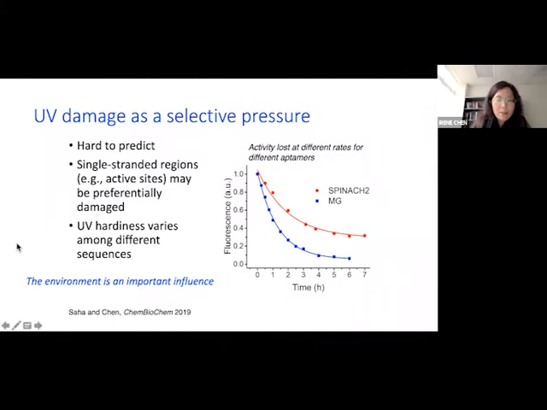So from this, I guess the very bird's eye view picture is that the environment is an important influence. If these two sequences were competing against each other in a UV-rich environment, then perhaps an advantage would accrue to the Spinach 2 aptamer because it appears to be more resistant, or at least its activity appears to be more resistant to damage.